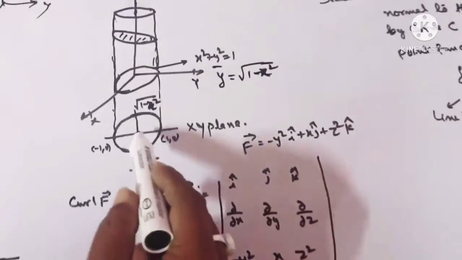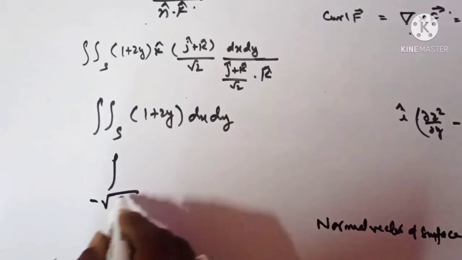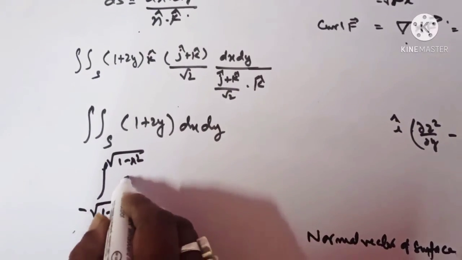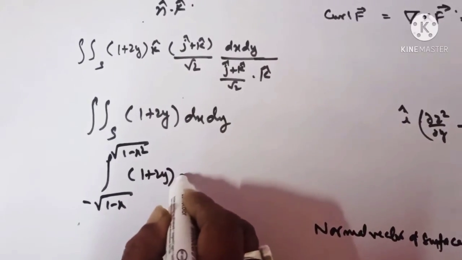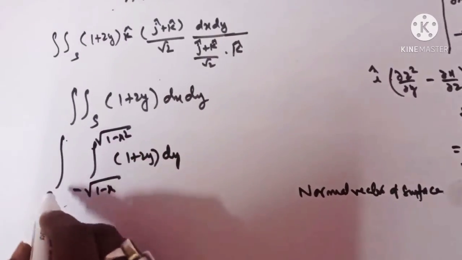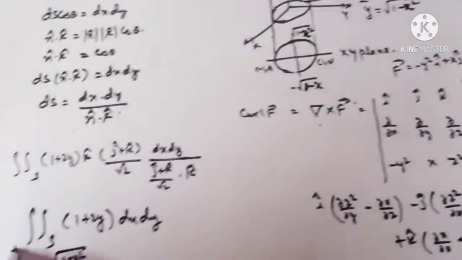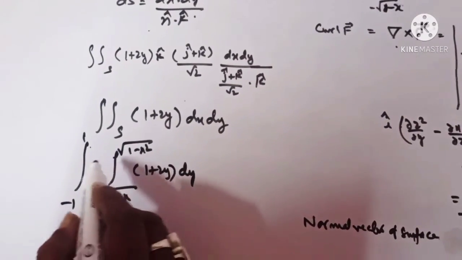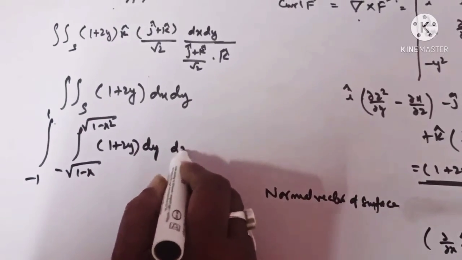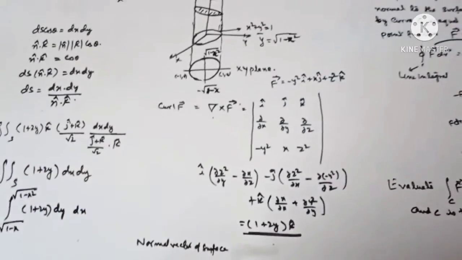First of all I am going to integrate from here to here, so this will be minus root 1 minus x square to root 1 minus x square. Here 1 plus 2y dy, and along the x-axis from minus 1 to 1. Let me keep it like this, dy then dx. Now I am going to do the integration.